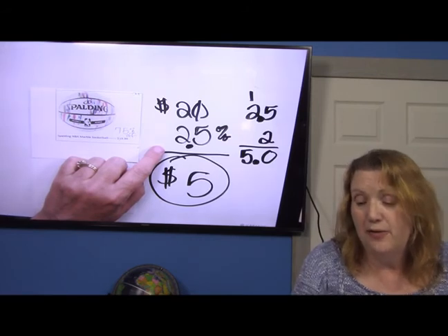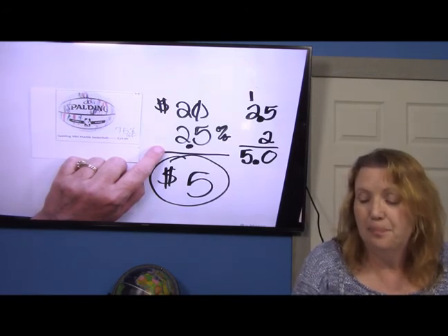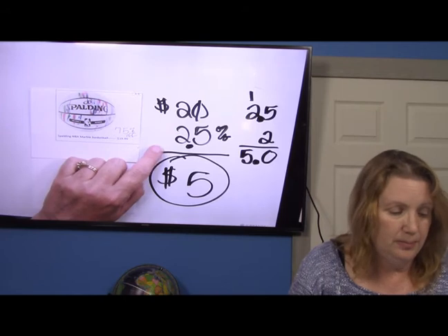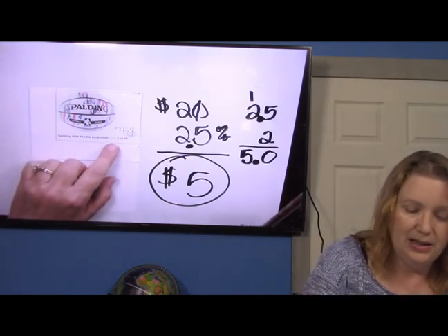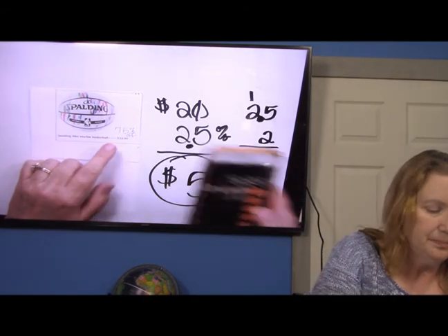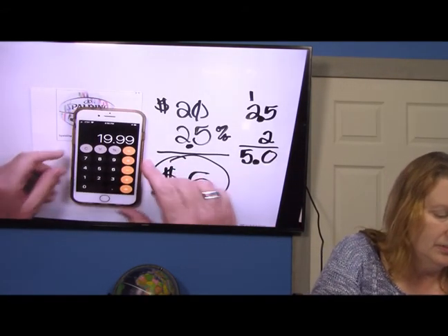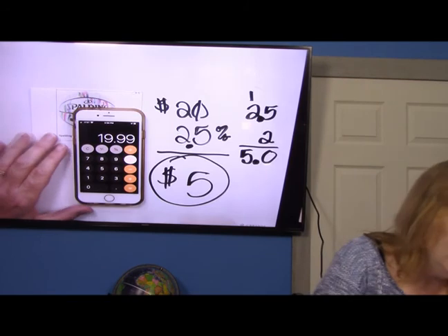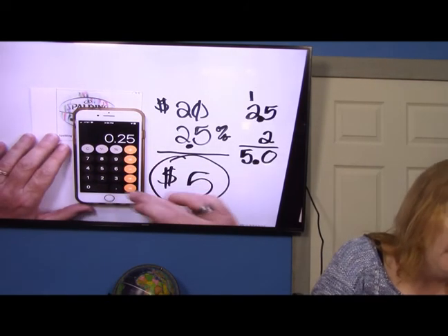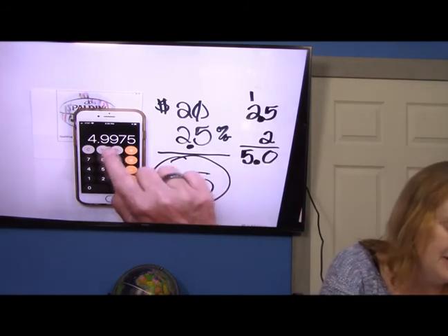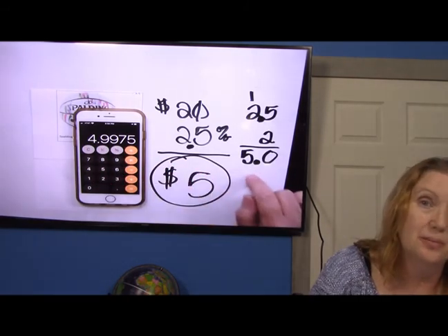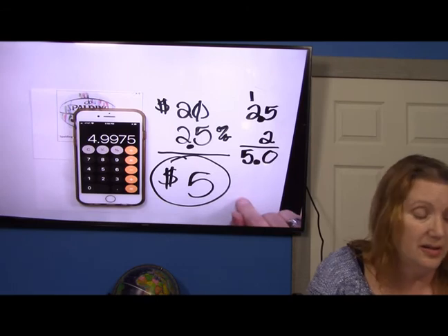Again, if you have a phone or if you're with someone that has a phone, you can always pull out the phone. And we're going to put in our $19.99 times 25%. And I get $5 when I round this to the nearest cent. This is going to round up to $5. So my estimate is very, very close. So that's good.